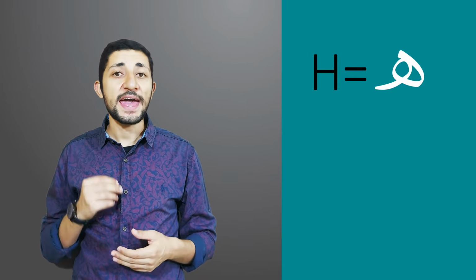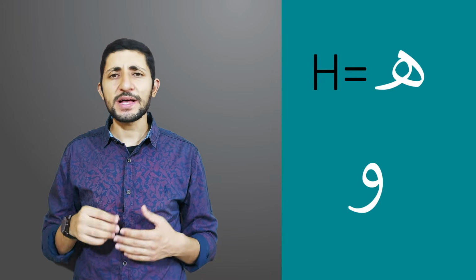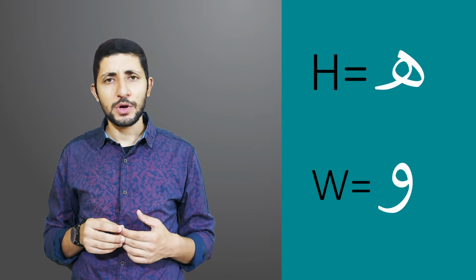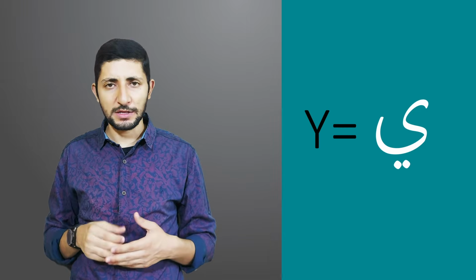The following looks like this. And we pronounce it He. Like the H sound in English. He. The next one, We. Just like W in English. We. It looks like this. We. And the last letter in Arabic looks like this. And we pronounce it as Ye. Ye. Like the Y sound in English.